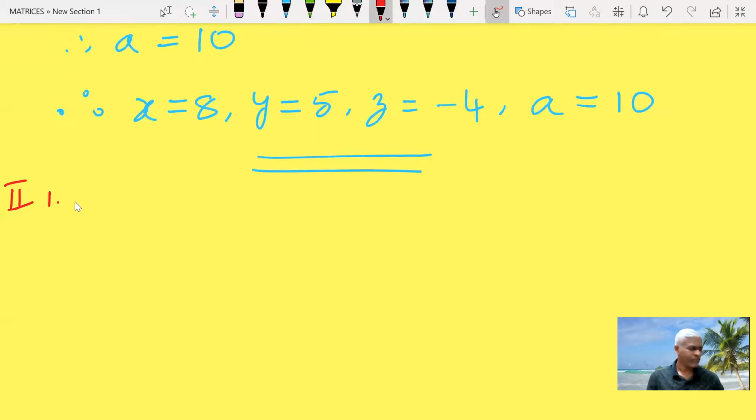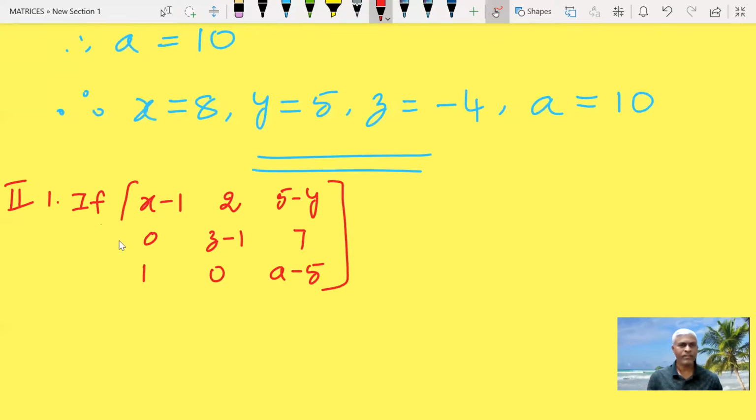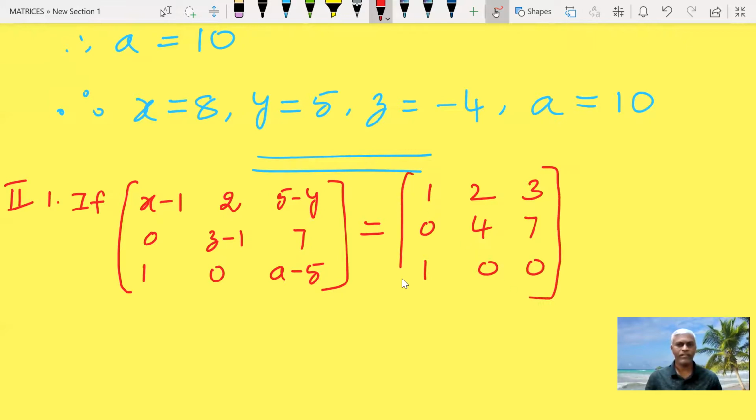So now in second, the first question: if the matrix x minus 1, 2, 5 minus y, 0, z minus 1, 7, 1, 0, a minus 5, this first matrix, is equal to 1, 2, 3, 0, 4, 7, 1, 0, 0, if this is equal to this, then find the values of x, y, z and a.